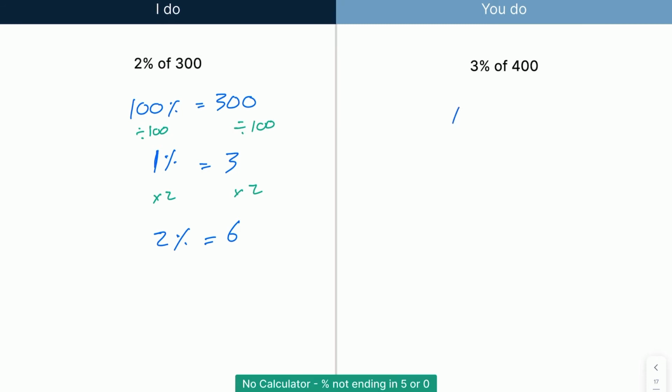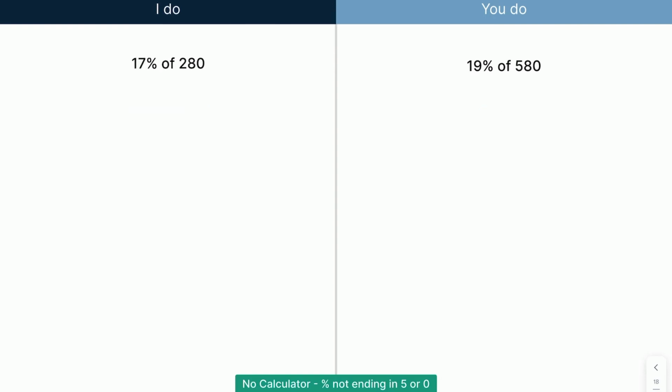So again, hopefully you've pressed pause and had a go at the example on the right. So the original amount is 100. The question's asked for 3%, so I'll find 1%, which is 4, and then 3%, so times each side by 3, that becomes 12. Moving on, we've now been asked for 17%.